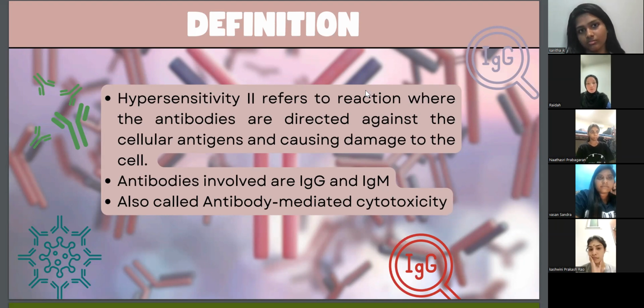Hypersensitivity 2 involves two types of antibody, which are IgG and IgM. Hypersensitivity 2 is also called antibody-mediated cytotoxicity, because a lot of the disorders caused by this type of hypersensitivity involve antibody-mediated destruction of healthy cells.